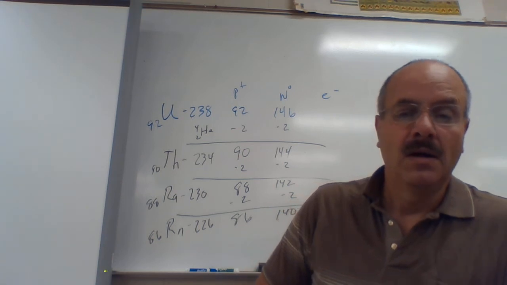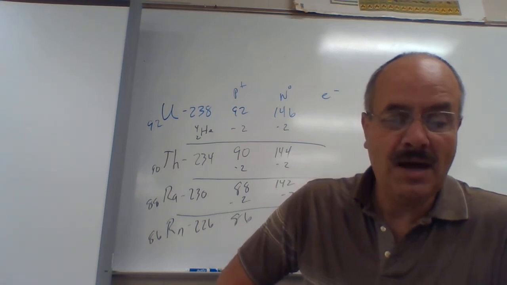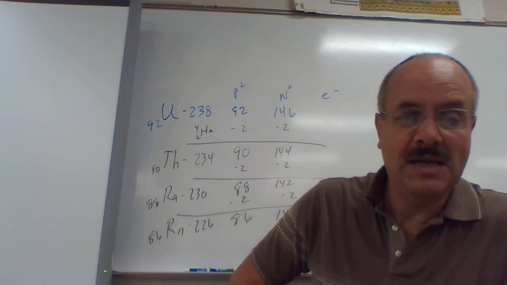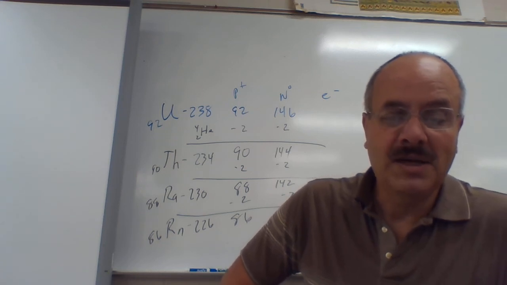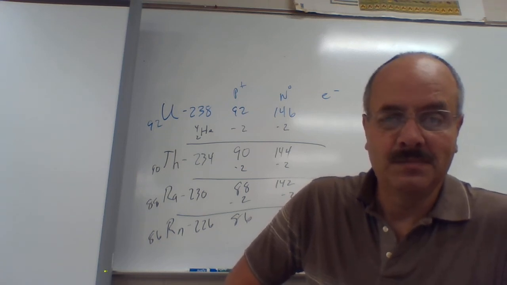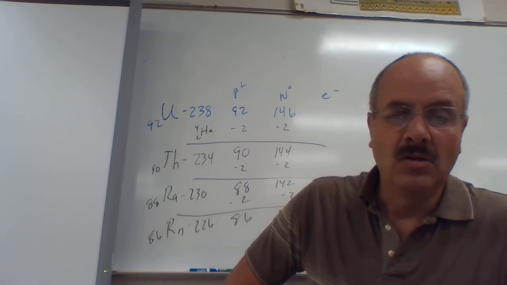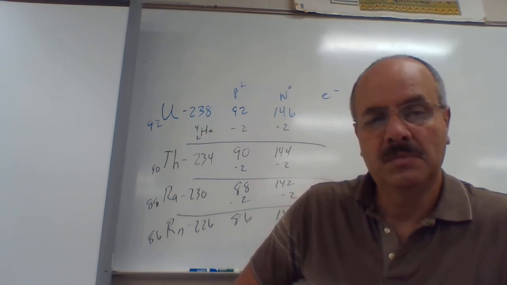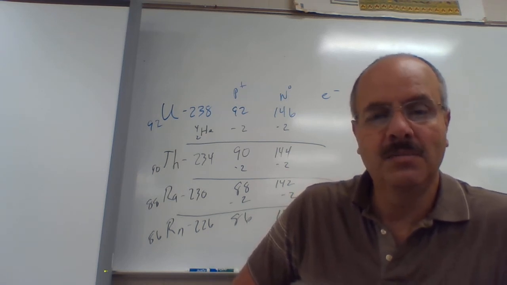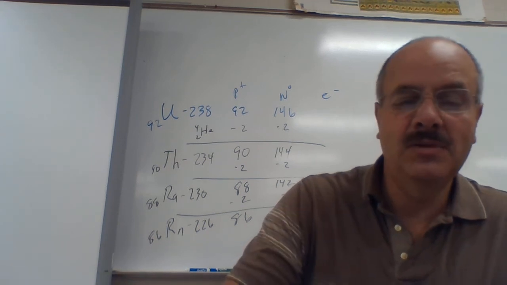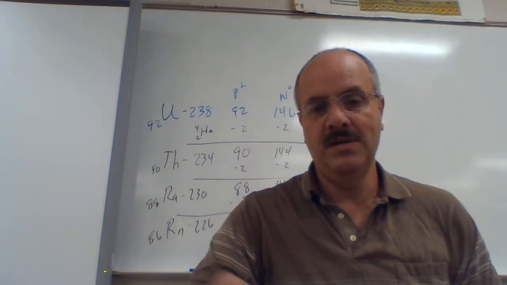All right, so how do we decide if these elements are stable or not? Well, what we do is we look at the ratio of neutrons to protons. And looking at my time, I'm going to go to video number 3 so I don't run out of time. We'll talk about that real quick. So see you in number 3.